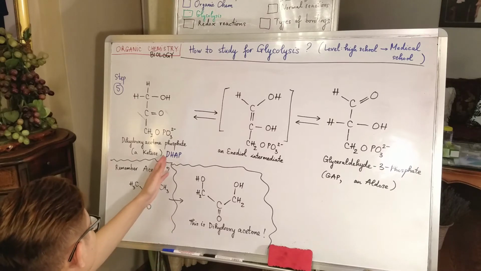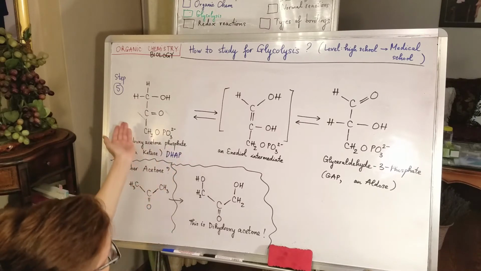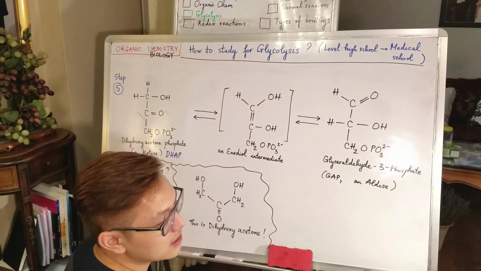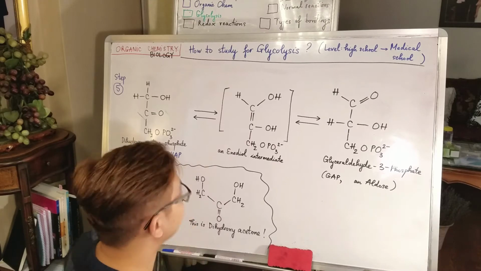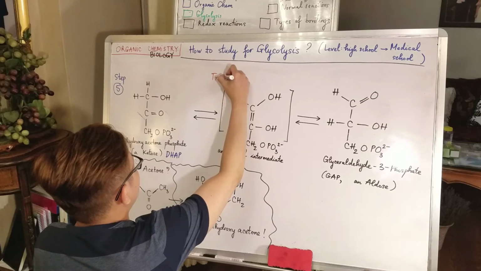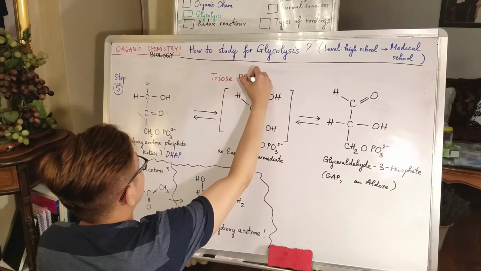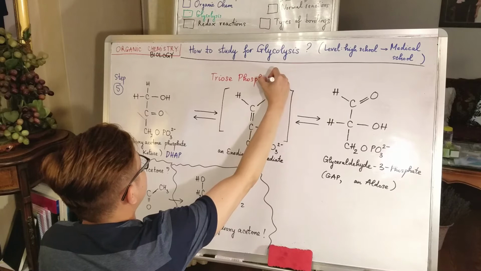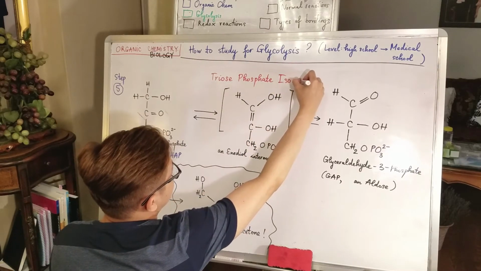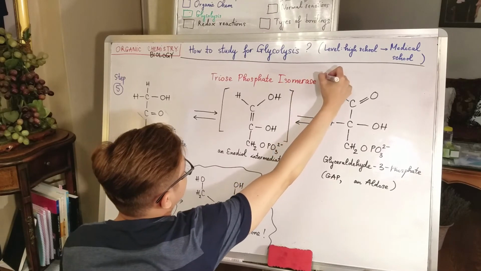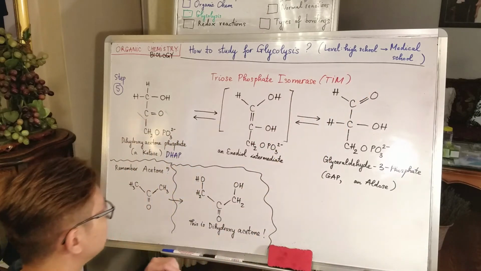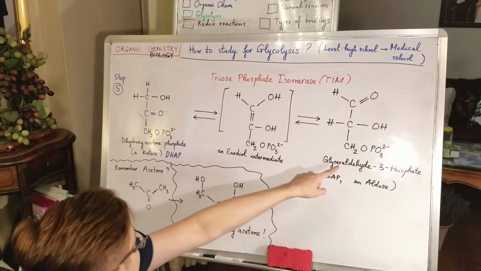So DHAP, dihydroxyacetone phosphate, will convert itself to GAP with the help of an enzyme called triose phosphate isomerase. Triose phosphate isomerase. There you go, another isomerase. So these two are basically isomers of each other.